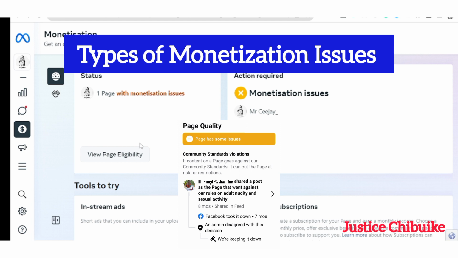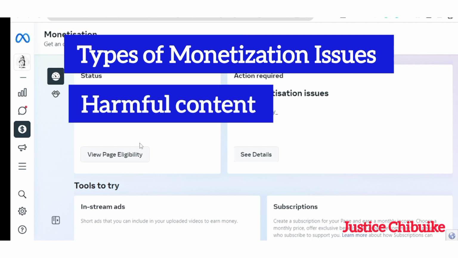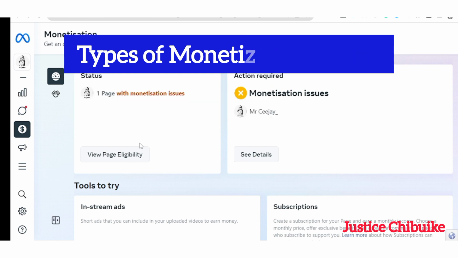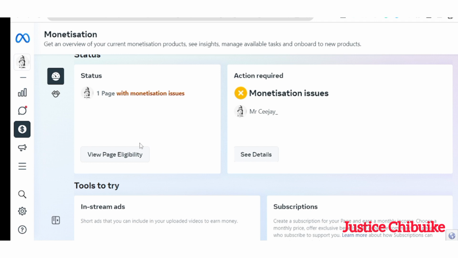Okay, we also have the harmful content type of monetization issue. This kind of issue occurs when you post harmful things, like blood, wounds, or things that defame people. In general, when you post provocative stuff, things that are very sensitive to people, it is going to lead to harmful content monetization issues. So how do you solve this issue?